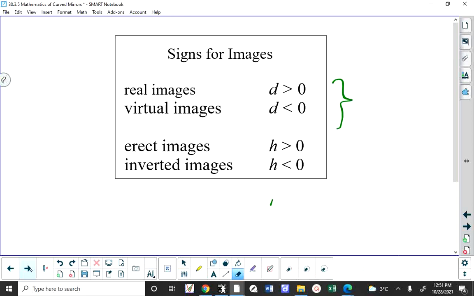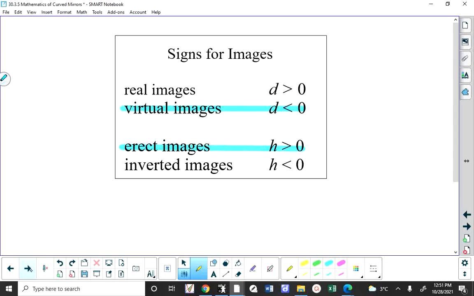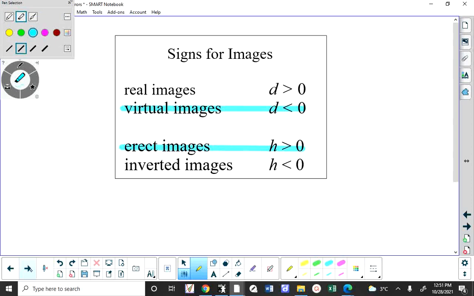Erect images, which, by the way, we can highlight something here for you if you like. Erect images which have a positive height, we know are virtual images. Right? This is something that you have to remember from yesterday. Virtual images are always erect. Erect images are always virtual. So one thing you will notice is that for a virtual image, the displacement is negative, but the height is positive. Whereas for a real image, real images have a positive displacement and they have a negative height. Inverted images are always real.